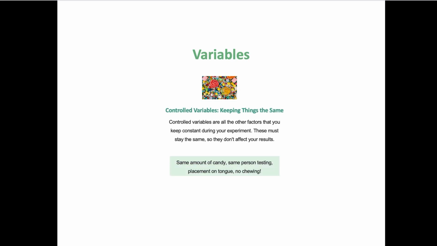Now here's the key. Everything else needs to stay the same. These are our controlled variables. This might include the amount of candy used, the same person doing the dissolving, or multiple people. Just make sure they all test the candies. The placement of candy on the tongue, and of course, no chewing whatsoever.